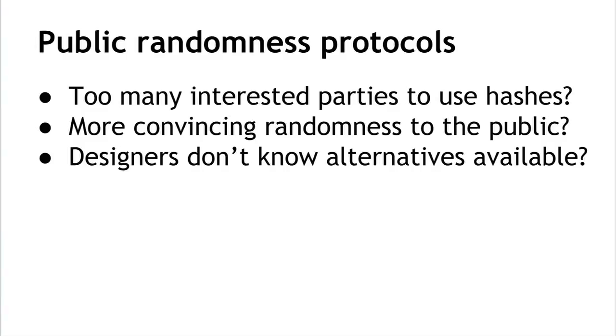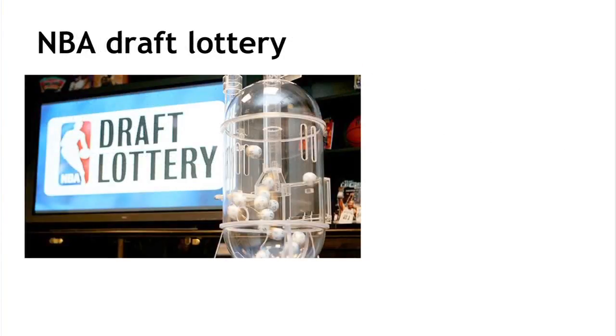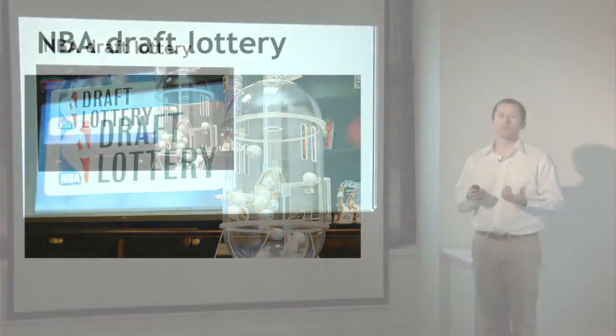So one example that happens every spring is the NBA draft lottery. So all 30 teams in the NBA get together and they randomly choose, with some weighting based on how the teams did in the previous season, who's going to have the rights to draft the top amateur player in the country.